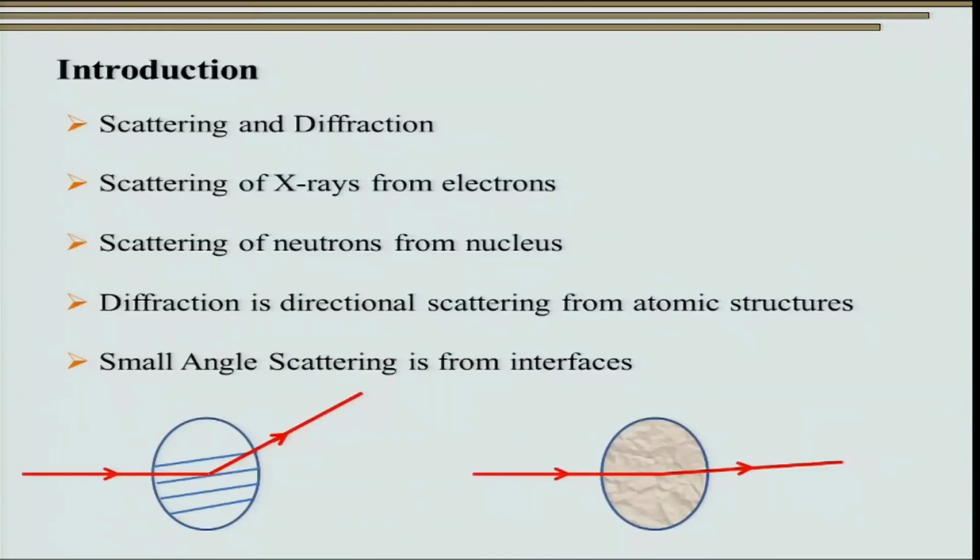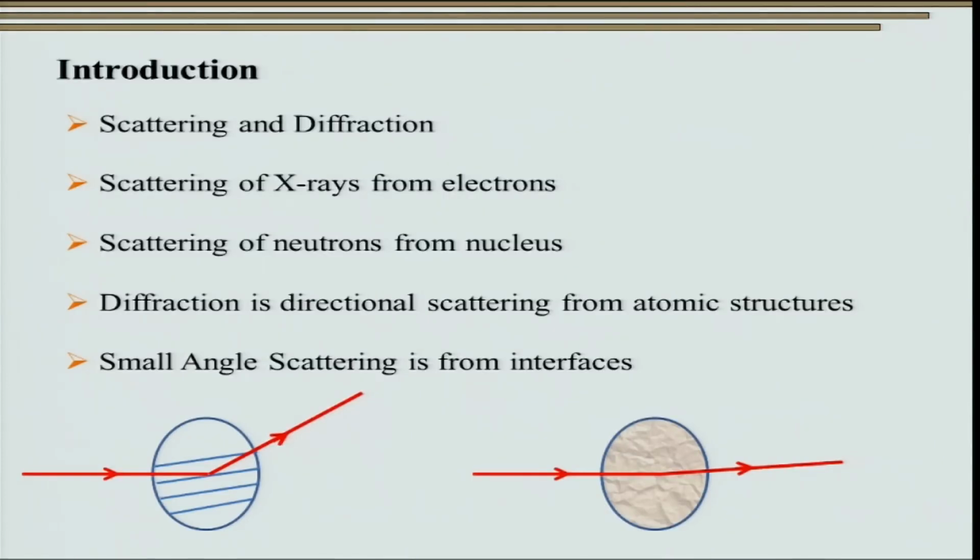So, as we had discussed earlier, the interaction of photons with matter can lead to scattering as well as diffraction. Now, scattering of X-rays is essentially from electrons, right? And we had seen in the last class that scattering of neutrons is from the nucleus.